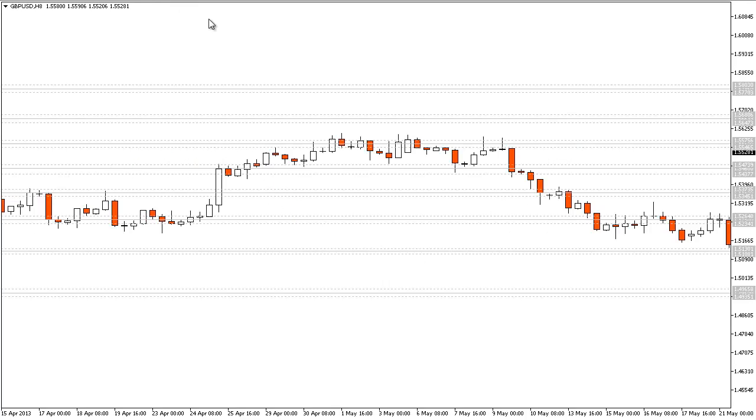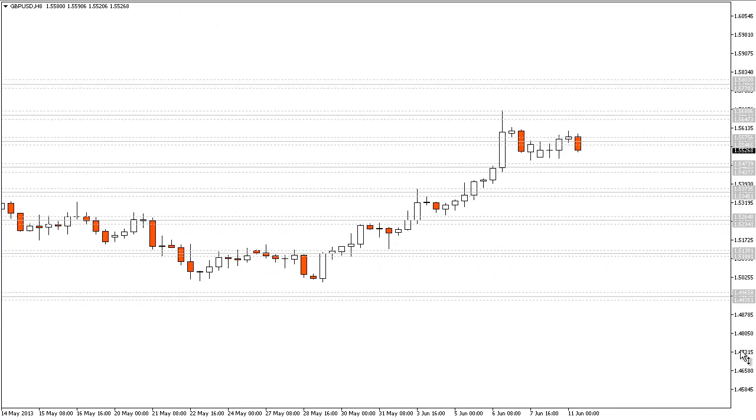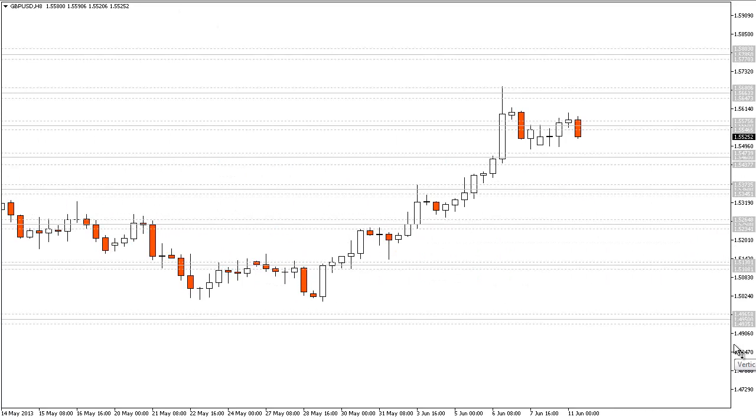You're looking at a GBP USD 8-hour chart. I do my analysis on 8-hour charts these days, but the analysis is applicable to 4-hour charts and above. So all these support and resistance areas I'm going to be showing you can be used on the 4-hour, 8-hour, daily, so on and so forth.